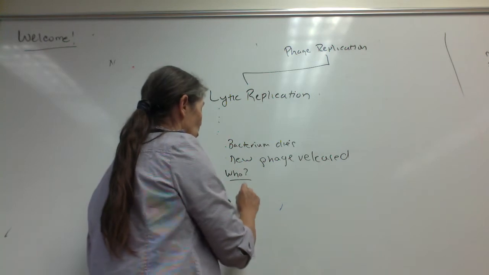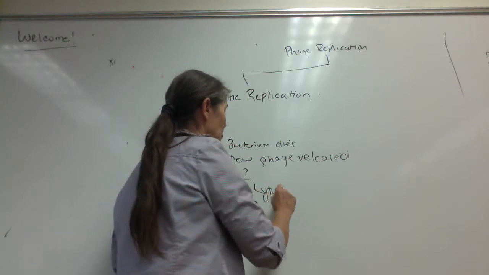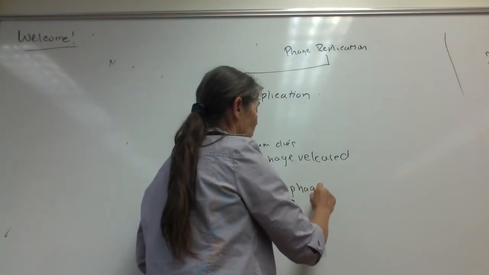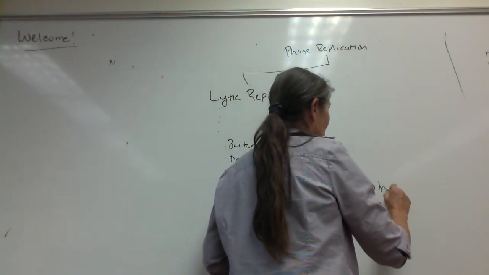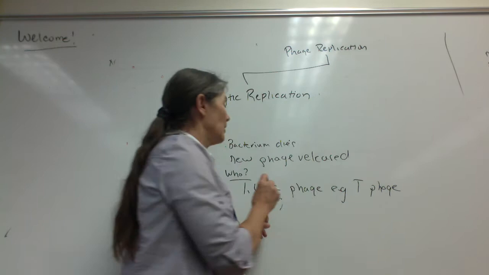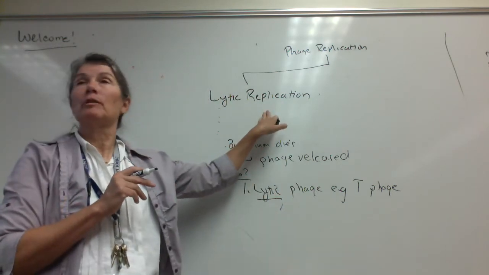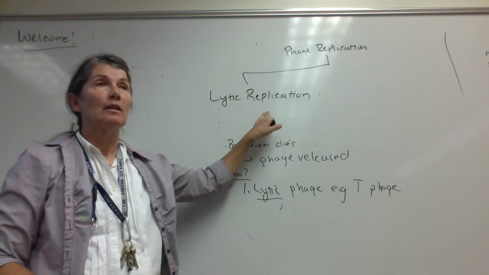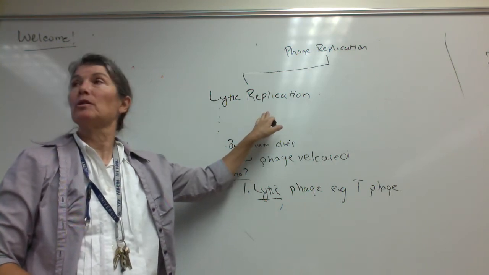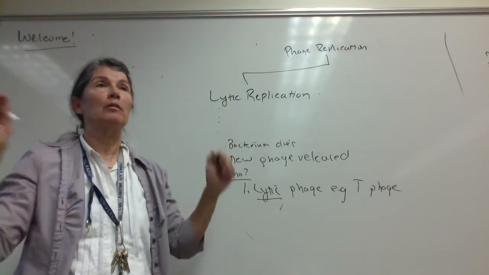The first group are called the lytic phage, and our example, folks, are the T bacteriophage. They're called lytic phage because they can only carry out lytic replication. They always kill their bacterial host. They always kill their bacterial host, right? And new phage are always going to be released.